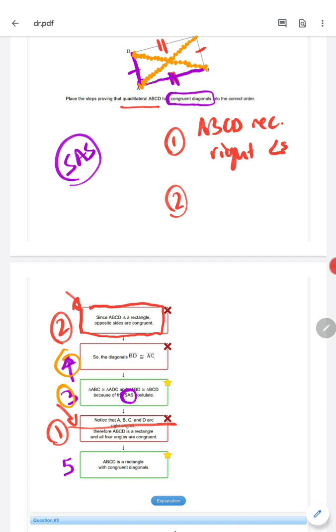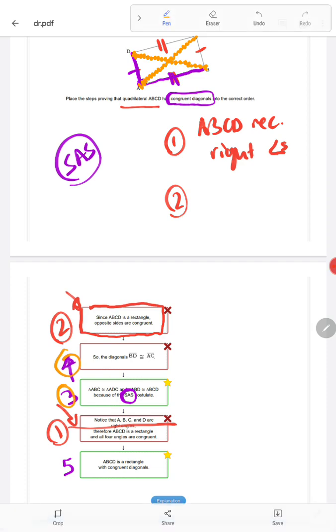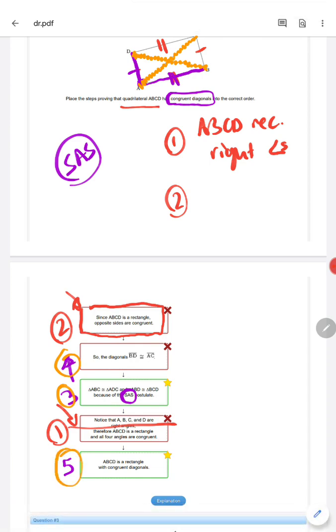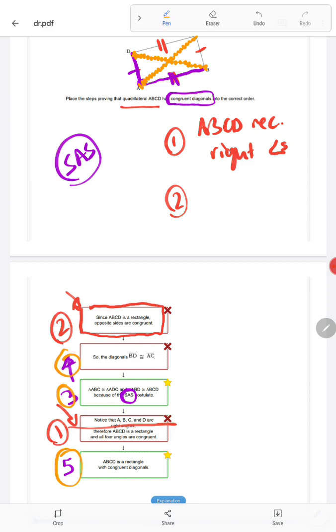Now, in the final step, I already knew that this was a rectangle, the whole thing, and now we just figured out the diagonals are congruent. We would say ABCD is a rectangle with congruent diagonals.